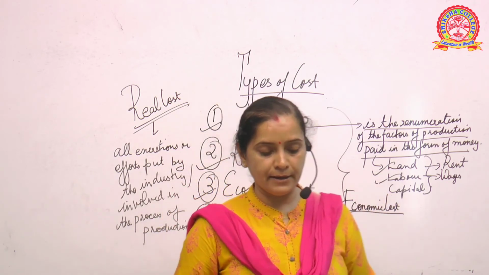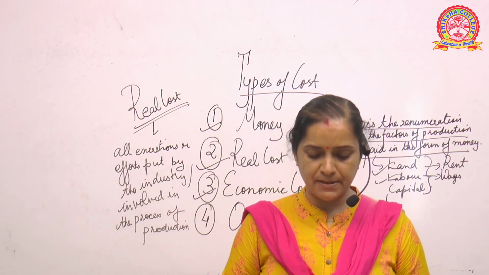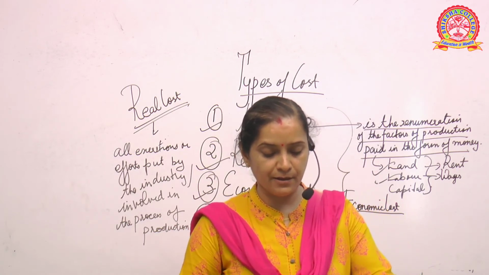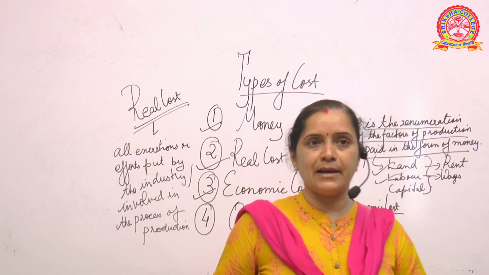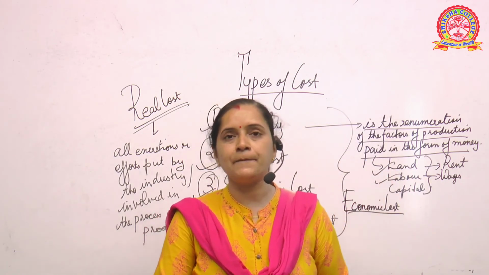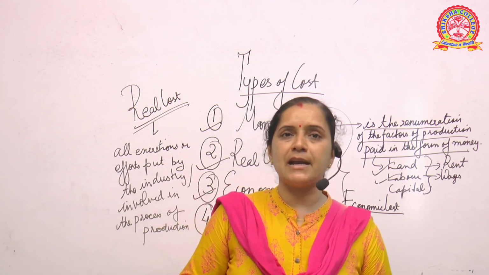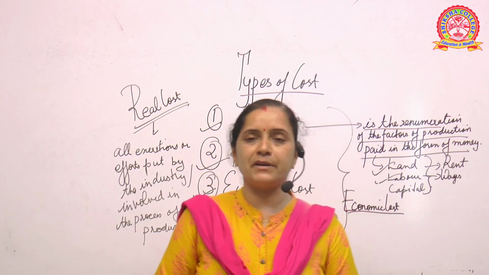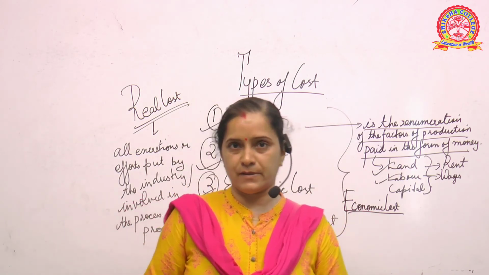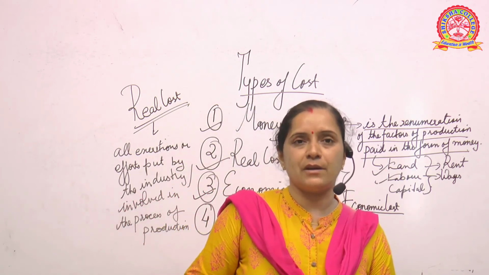Is it clear? Now economic cost means the total expenses incurred by the firm producing a commodity. Please try to understand and you'll get all the definitions very clearly. First we have tried to understand that cost is nothing but an expenditure made by a firm or industry to produce goods and services.